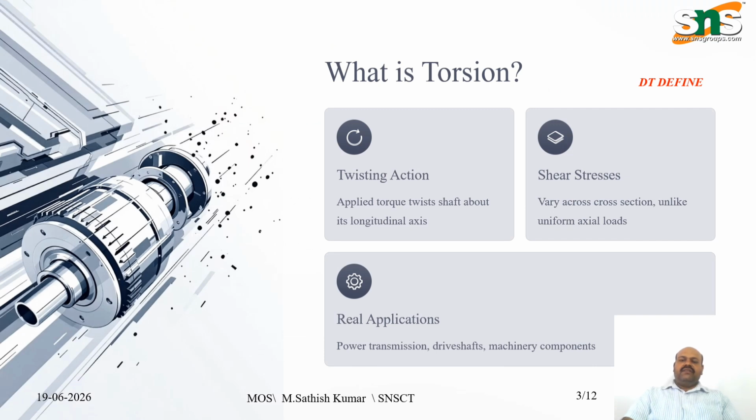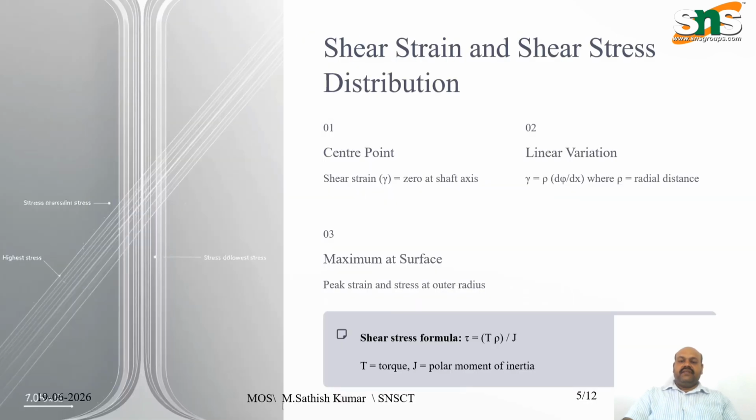So again, what is torsion? We'll just recap. In the twisting action, applied torque twists the shaft about its longitudinal axis, and the shear stress varies across the cross section, unlike uniform axial loads. So these are all real applications. One is power transmission: drive shafts, machinery. And let us go to slide number 3 and 4.